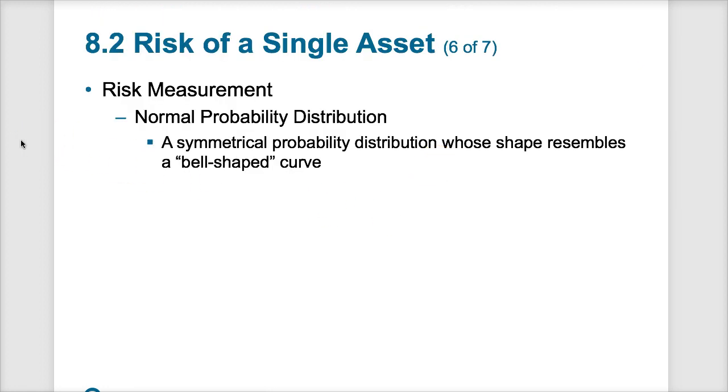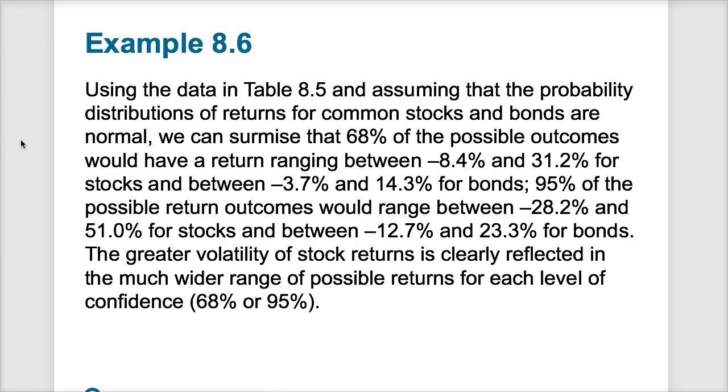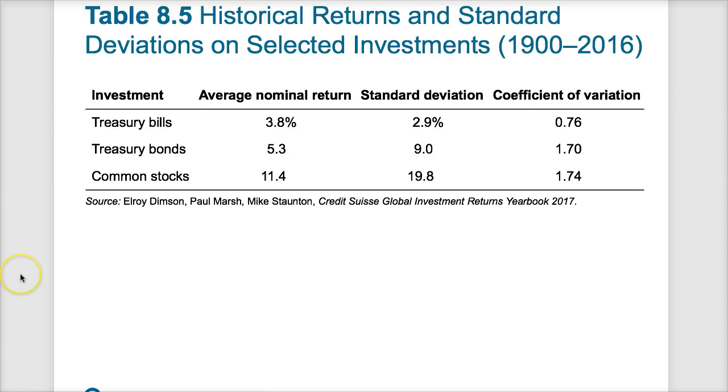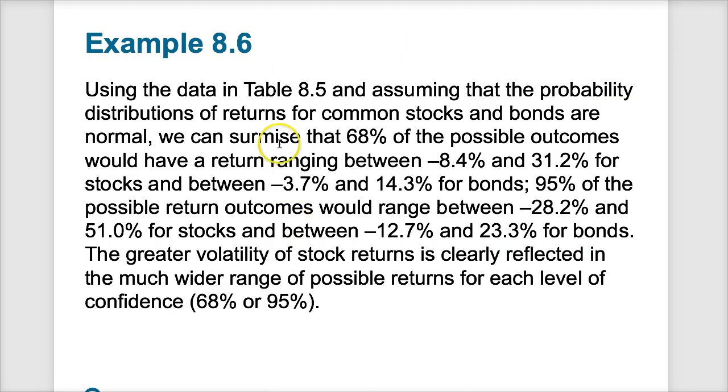So let's talk about normal probability distribution. This is a symmetrical probability distribution that's going to resemble a bell curve. A bell-shaped curve is something that is often used to talk about grades as well, like the bell curve. So let's just go back here for a second. This is table 8.5. So we're going to reference table 8.5 when we talk about this slide here.